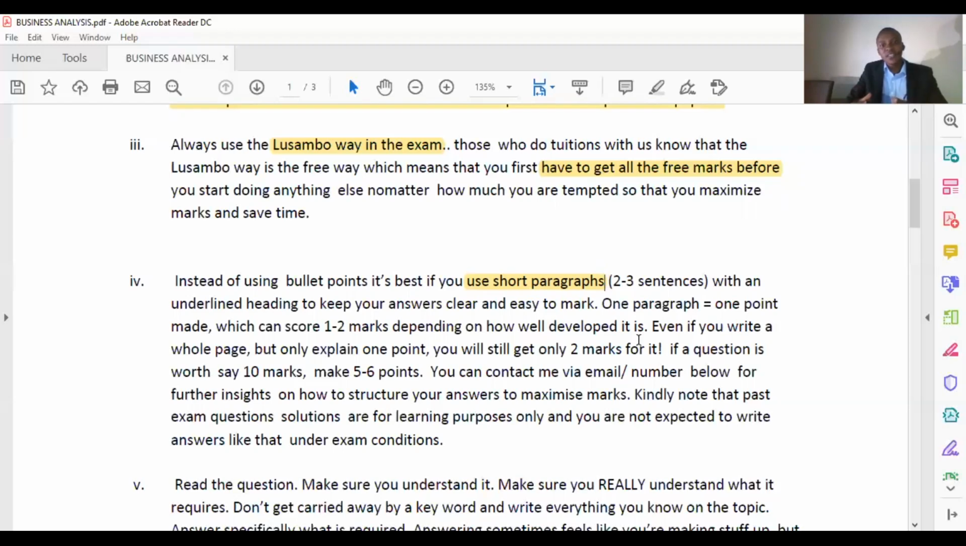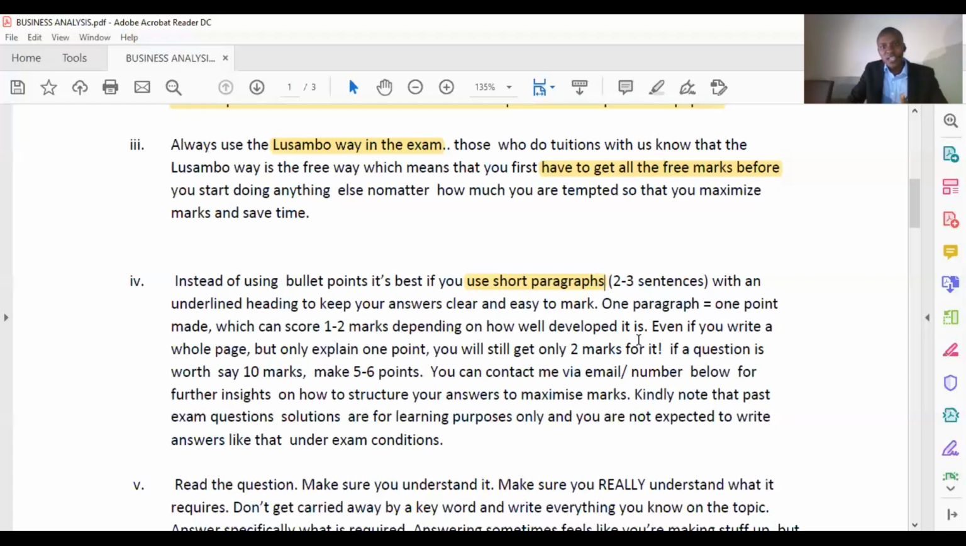If a question, for example, is worth 10 marks, don't waste time. Allocate 2.5 minutes to each mark. So that means if you multiply 2.5 minutes per mark by 10 marks, you'll be able to write that 10 marks in 25 minutes, which should help you to get 100 marks in 250 minutes.